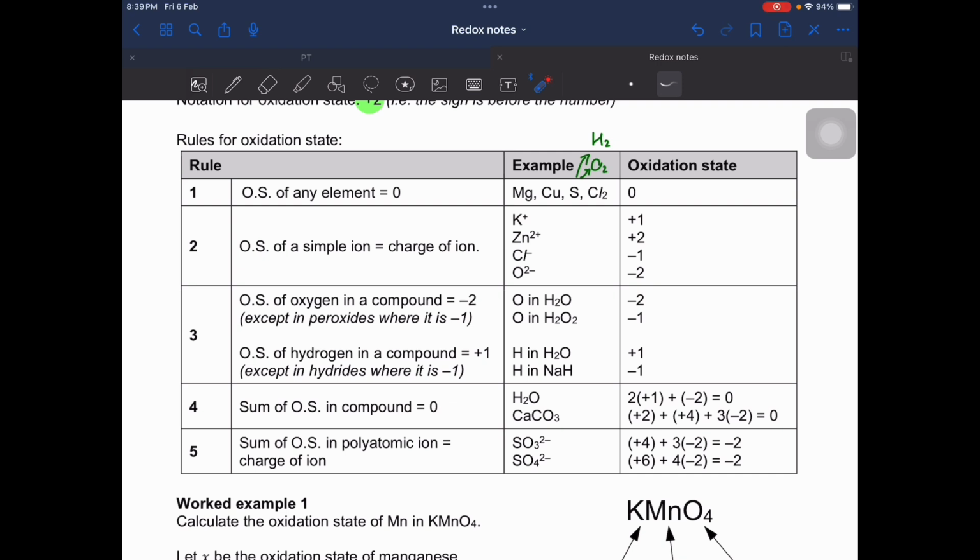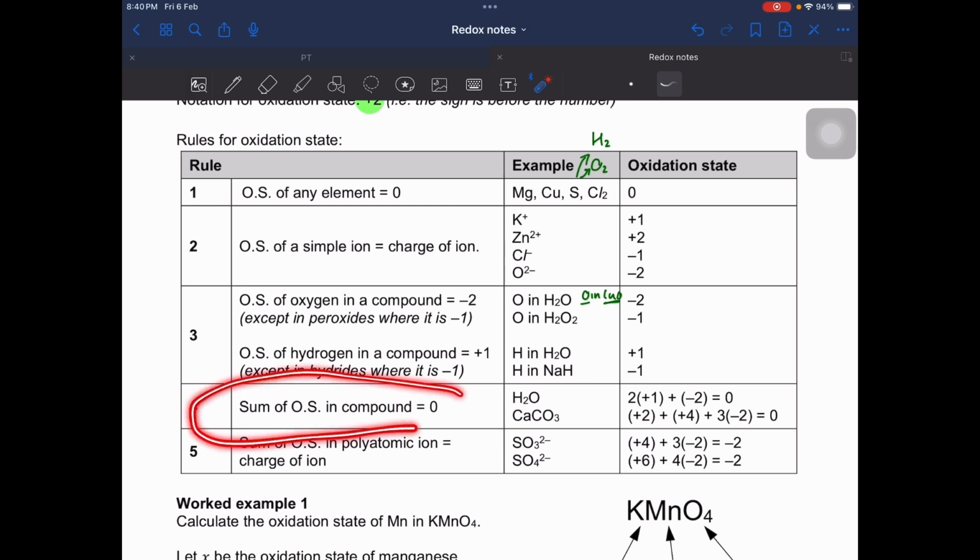Third, in most compounds, oxygen will always have an oxidation state of -2. So for example, oxygen inside H2O will be -2. Okay, except for hydrogen peroxide, but that is quite rare as a question. In other words, oxygen in CuO, that means copper 2 oxide, right? The oxygen will also be a -2 oxidation state. Oxidation state of hydrogen in a compound will usually be a +1, so hydrogen in water will be a +1, as you can see over here.